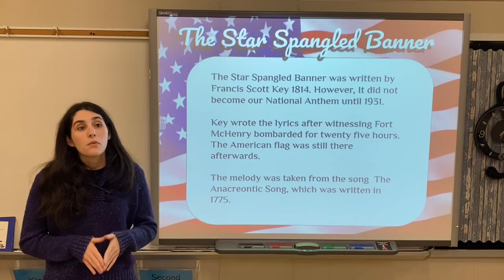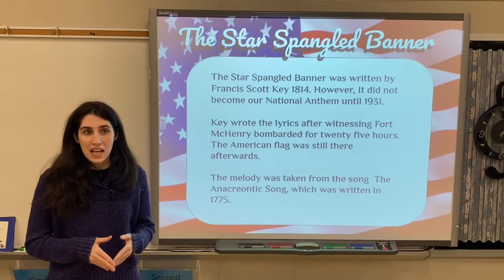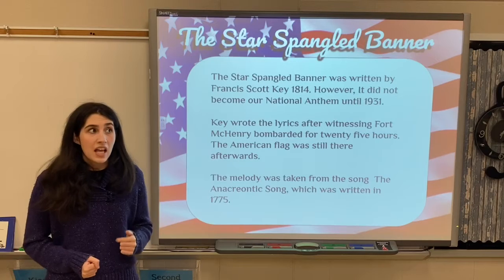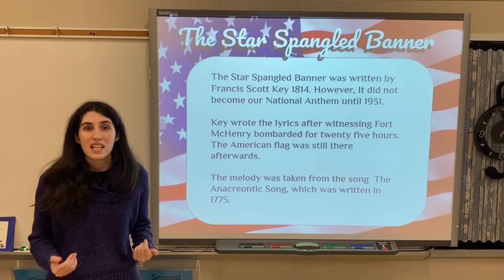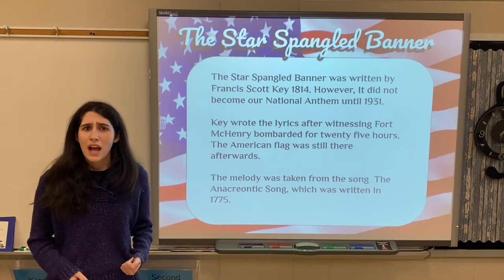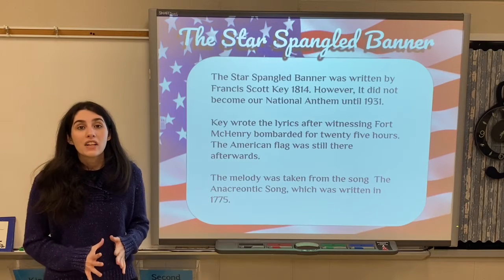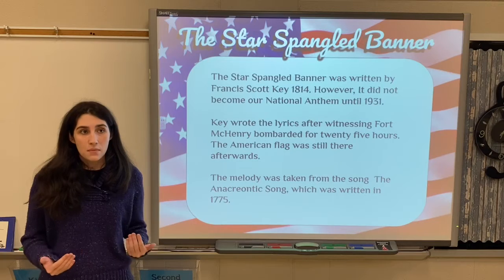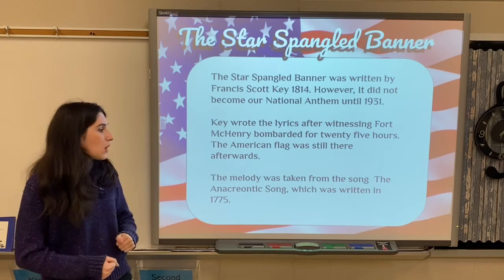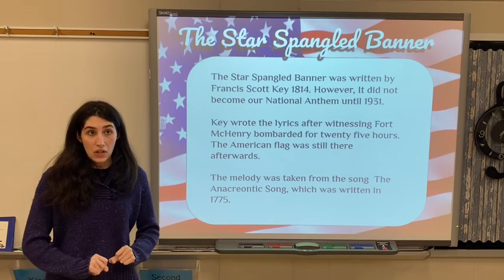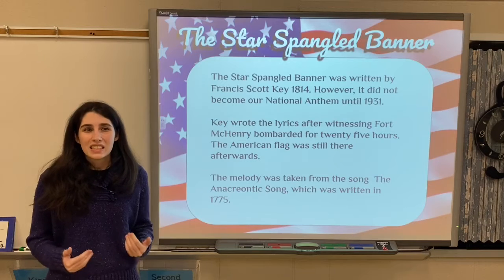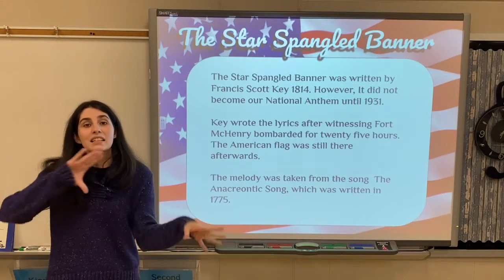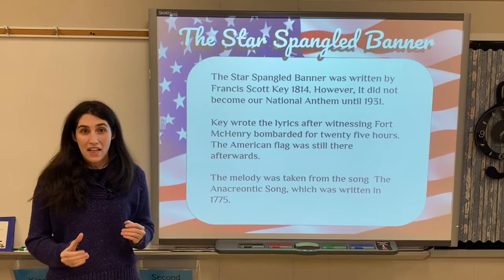Francis Scott Key wrote the lyrics after witnessing Fort McHenry bombarded for 25 hours. That means the fort was attacked for 25 hours straight. Our American flag was still standing afterwards. The melody comes from a song called the Anacreontic Song. It was written in 1775. So Key took the melody to that song and added the lyrics to create our national anthem.